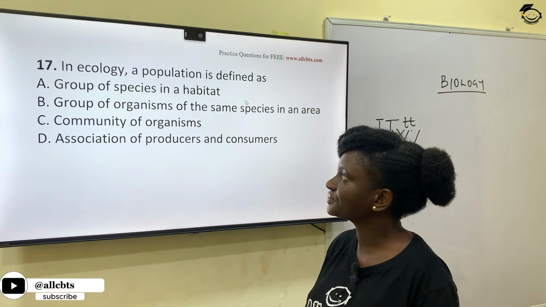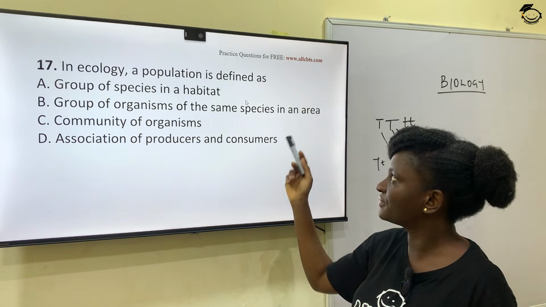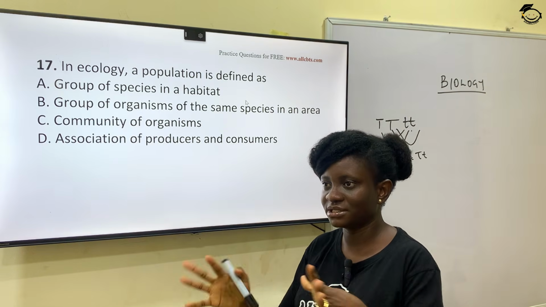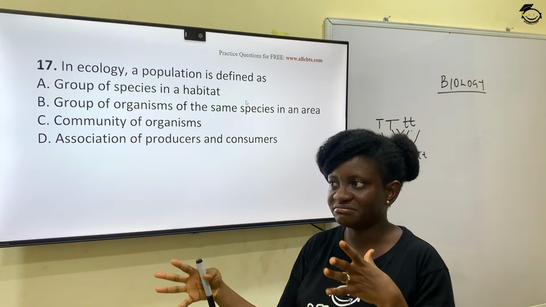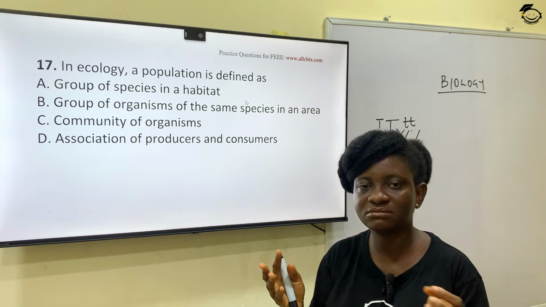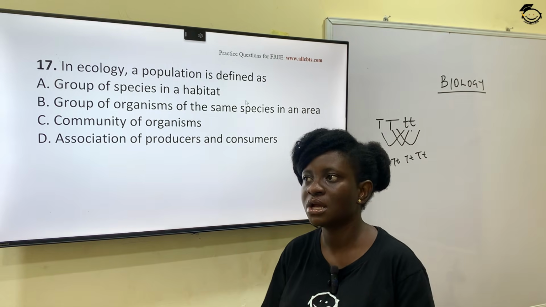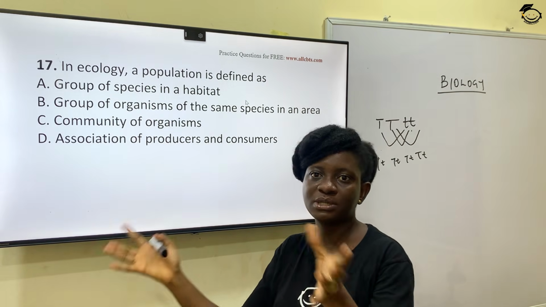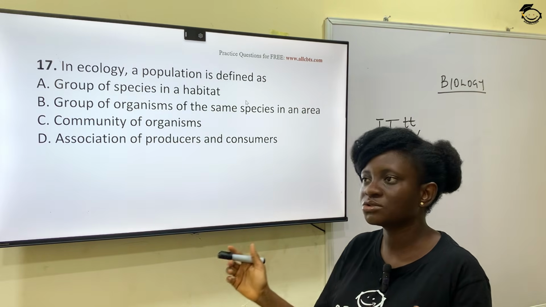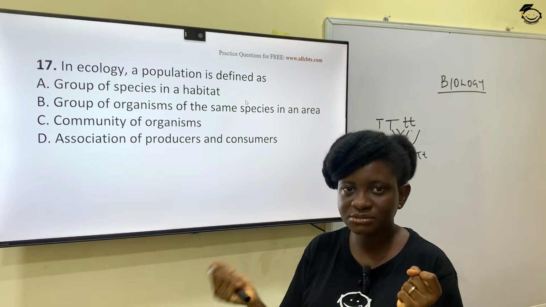Question 17. In ecology, a population is defined as, when you see population, you are in a place and you have a group of organisms. You want to carry out a study, you say, okay, I'm looking at a population of these. It might be humans, it might be animals. So a population means organisms that are of the same species.